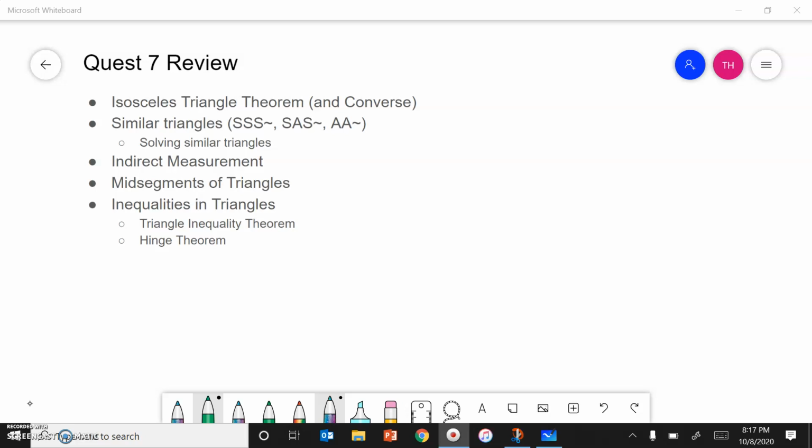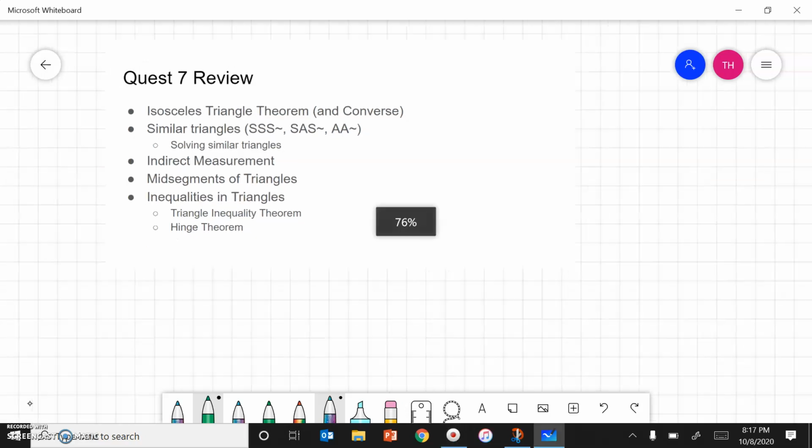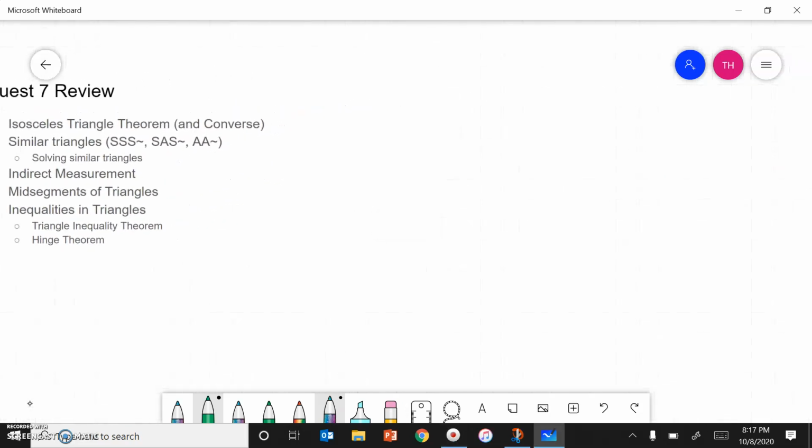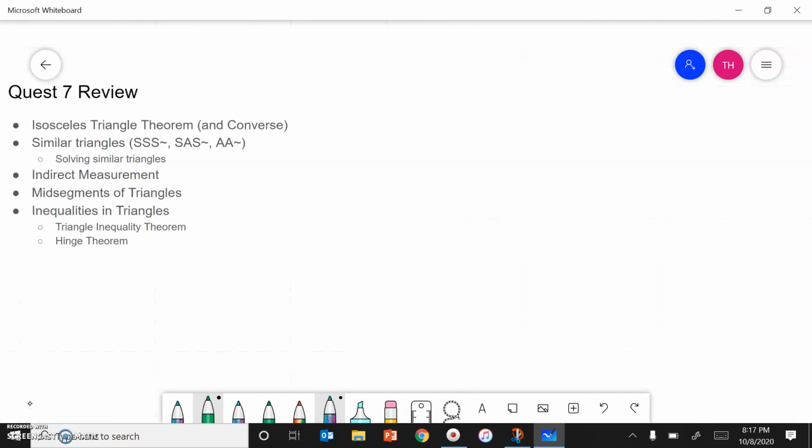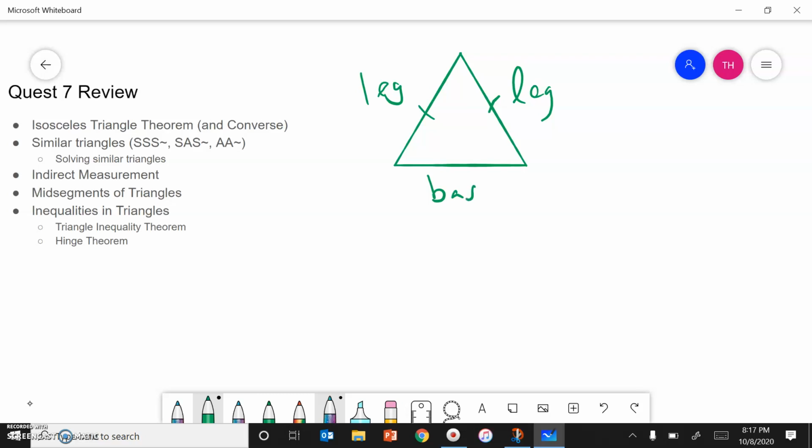Starting with the first one, dealing with isosceles triangles. The isosceles triangle theorem and its converse. The theorem said the following, that if you had an isosceles triangle, first of all, let's review some vocab. This is a leg, this is another leg, here's the base. The isosceles triangle theorem said that if you had two sides of one triangle congruent to each other, then the angles opposite those sides would also be congruent.